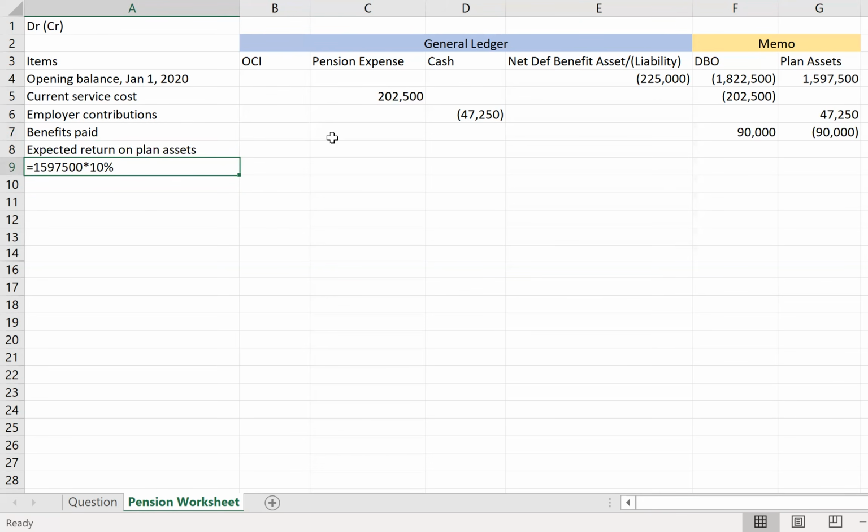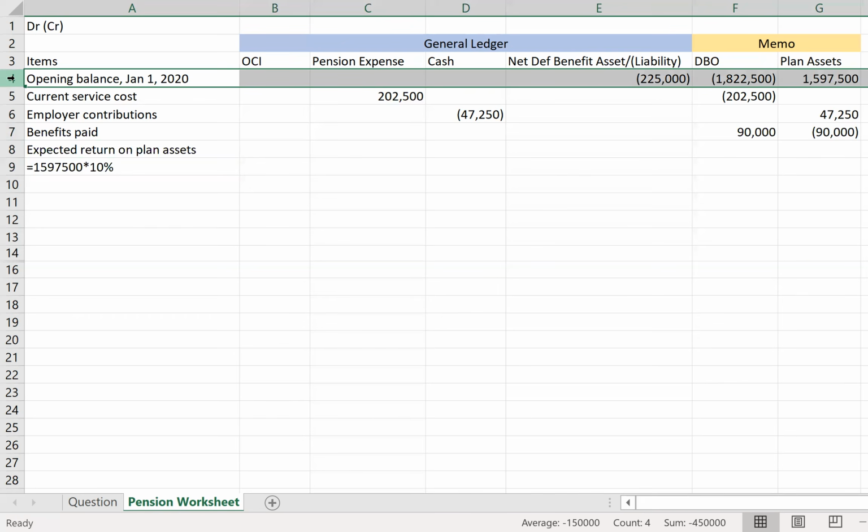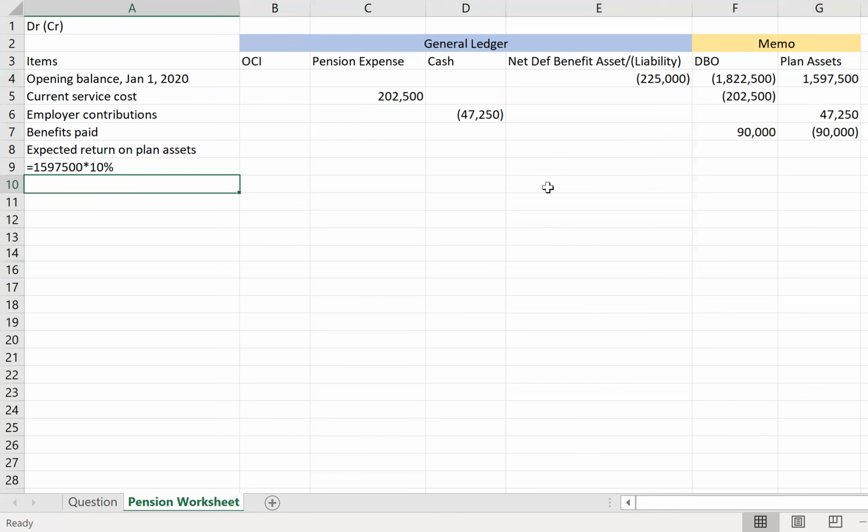We've looked for any other transactions that happened at the beginning of the year, but everything seems to have happened at the end of the year. So we're okay to just take these two numbers as the basis for our calculation here.